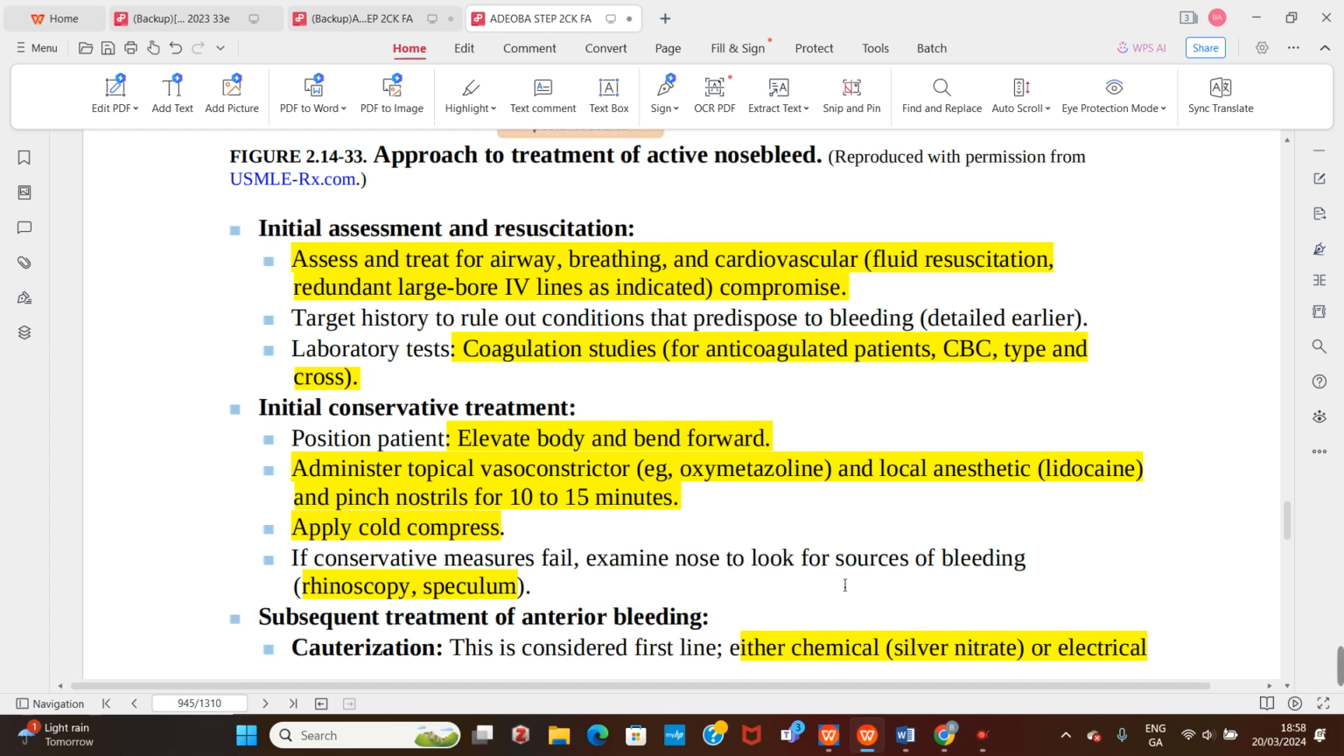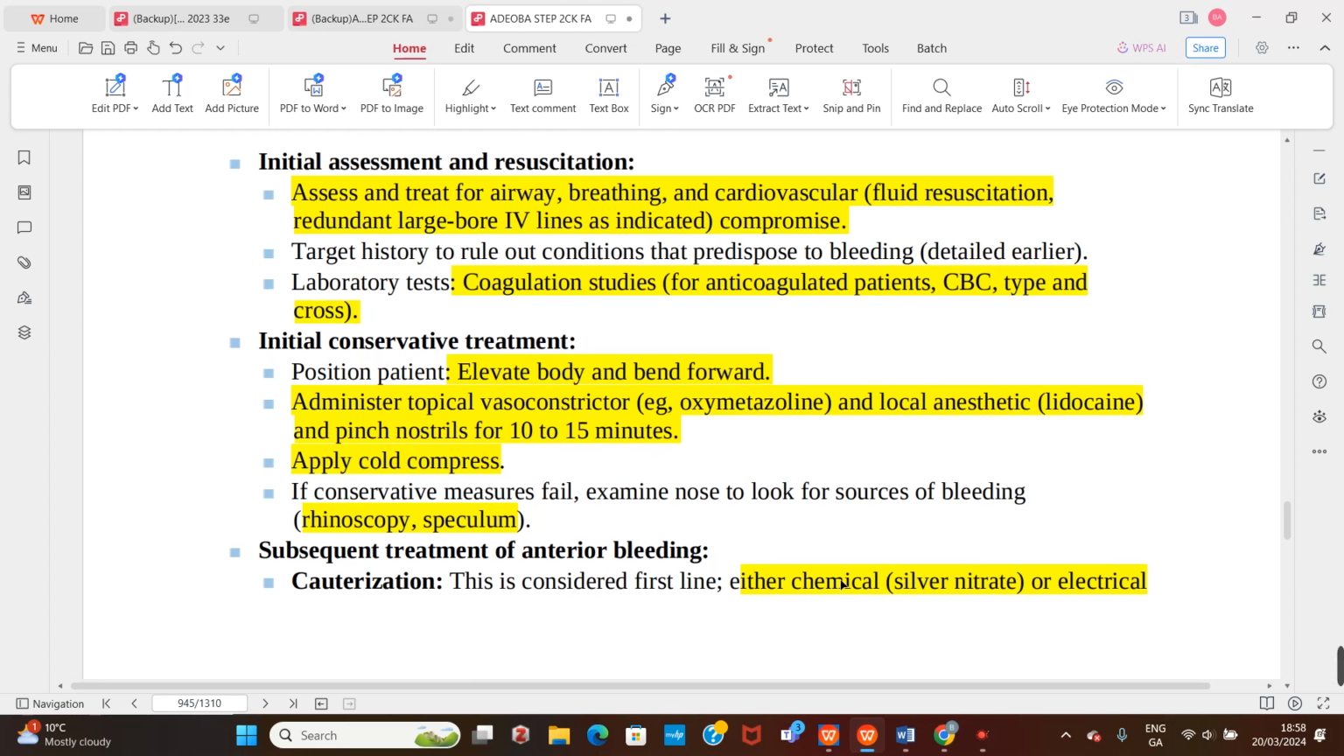So if you have pinched bilaterally for 10 to 15 minutes, you have given your topical vasoconstrictor and the bleeding still did not stop, you need to look into that nose. What is happening? So do otoscopy or rhinoscopy. You look into the nose with an otoscope, or you use a speculum and look at the source of the bleeding. So if it's anterior, you have to continue by doing catheterization. If it's posterior, you have to use a balloon tamponade. You use a balloon catheter tamponade, and you send the consult to ENT.